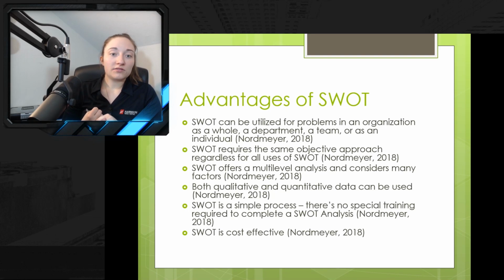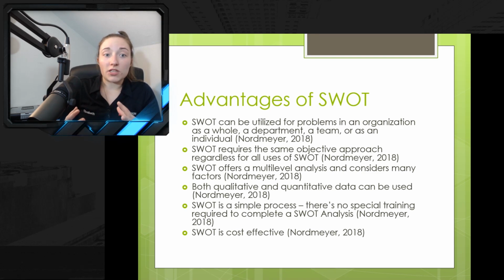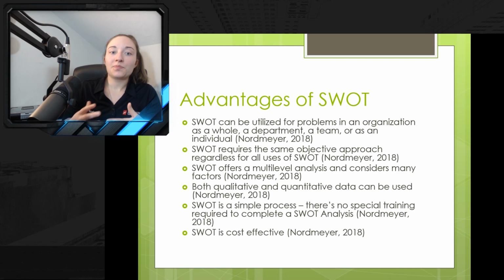Nornmeyer lists some advantages of SWOT analysis. SWOT can be utilized for problems in an organization as a whole, in a department, as a team, or as an individual. So it's applicable across multiple sizes of teams in an organization. SWOT also requires the same objective approach regardless of the purpose of the SWOT. To use a SWOT analysis, you basically just need to look at the organization and analyze it. It doesn't matter if this SWOT is for the owners or for the secretaries. The SWOT for an organization as a whole needs to stay consistent.